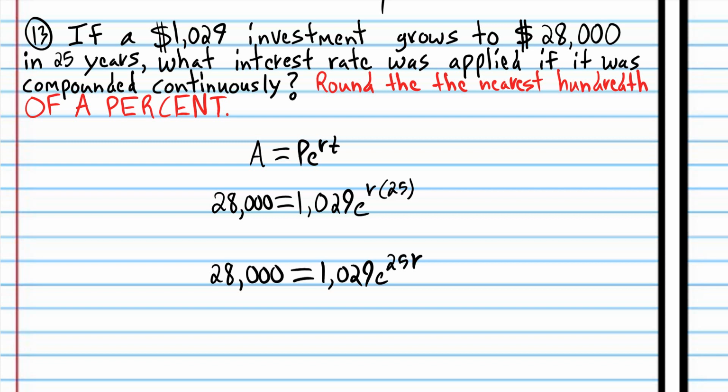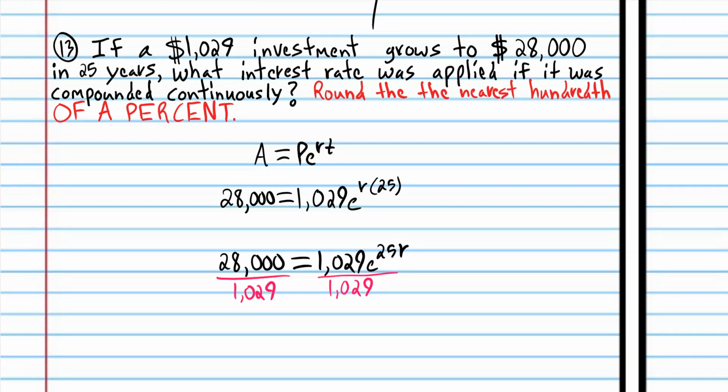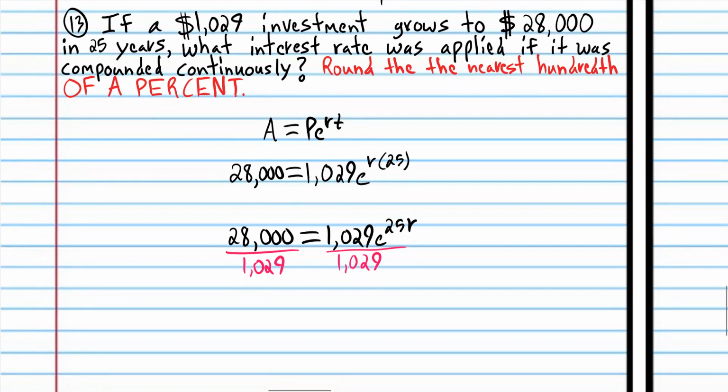This is a basic exponential equation, and you want to solve it by isolating the exponential expression. And we're going to do that by dividing both sides by 1,029. So 28,000 divided by 1,029 is some number that we need to keep in our calculators. So I'm going to write ..., which means keep that in your calculator.